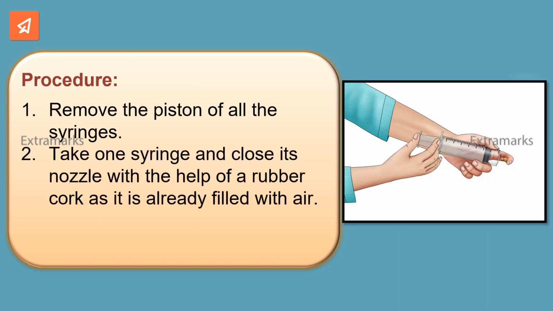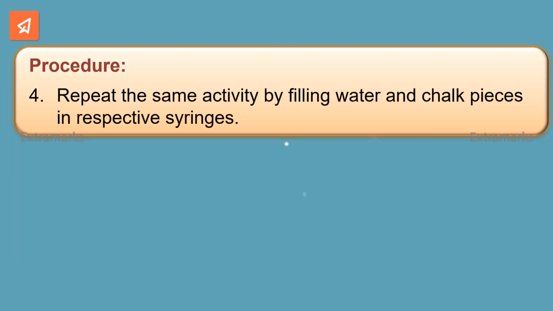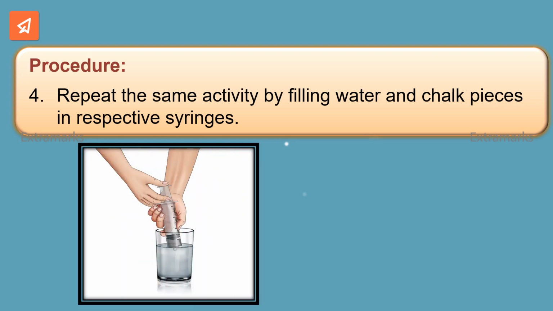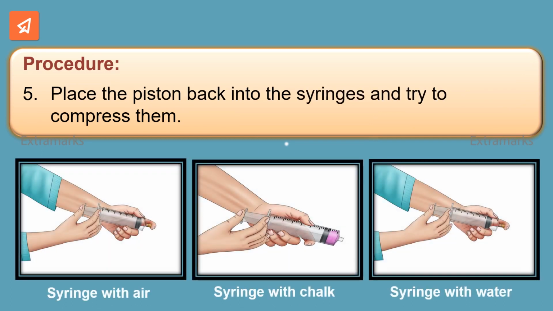Take one syringe and close its nozzle with the help of a rubber cork, as it is already filled with air. Now, place the piston back into the syringe and try to compress it. Repeat the same activity by filling water and chalk pieces in respective syringes. Now, place the piston back into the syringes and try to compress them.